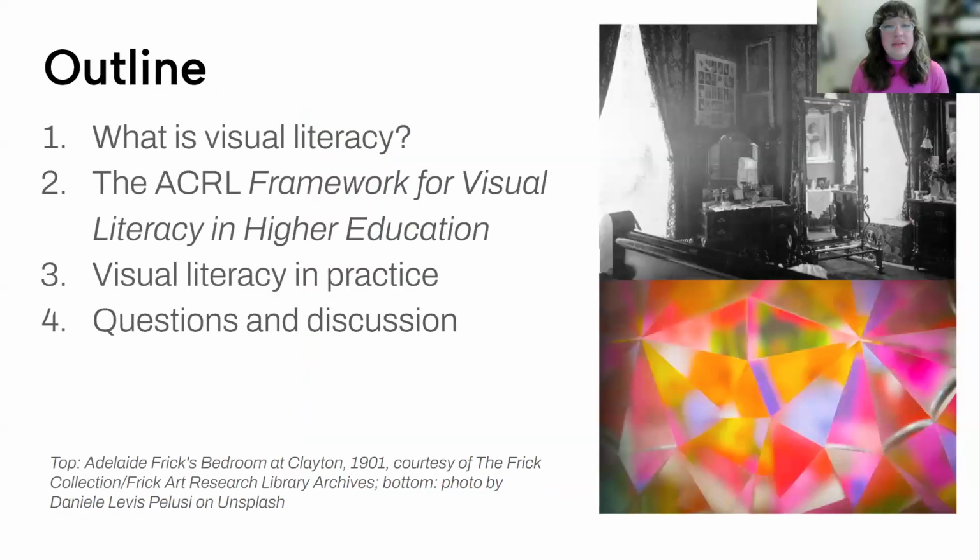My talk today is going to be pretty straightforward. First, we're going to think about a current definition of visual literacy in the context of the historical development of the concept, both beyond and within librarianship. Then we're going to look at the ACRL Framework for Visual Literacy, which is a guidance document for visual literacy teaching and learning used by academic information professionals across disciplines. And then we'll follow that by looking at some practical examples of visual literacy using the 4 major themes of that framework. And finally, close with your questions and discussion.